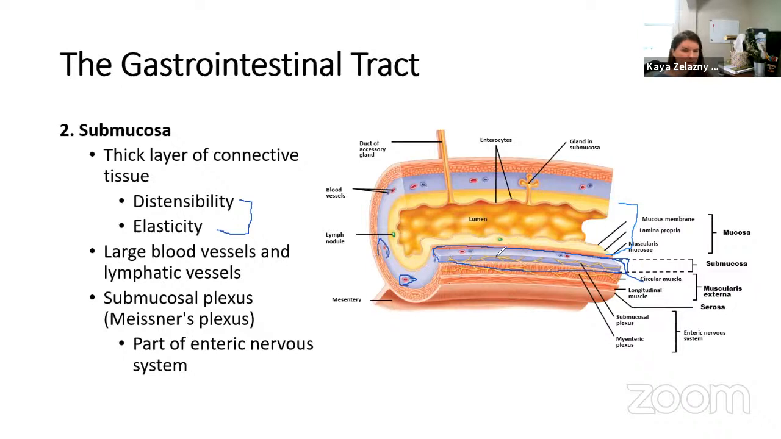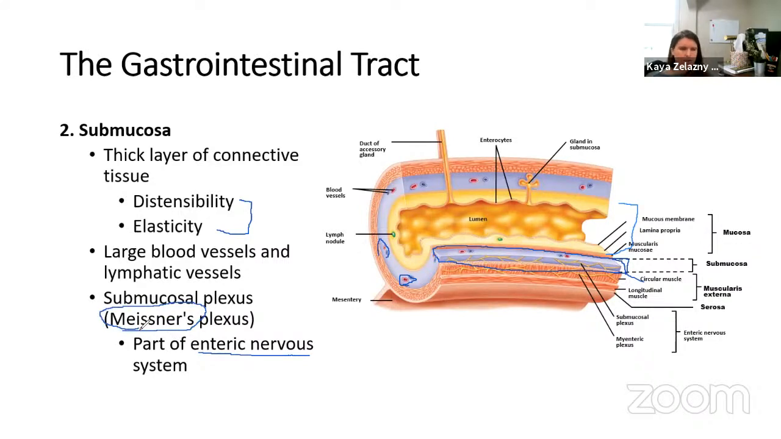The lymph part isn't drawn on this diagram, but there are also lymphatic vessels here as well. Here we start to have part of the nervous system of the gut, part of the enteric nervous system. So we had some small nerves before, but now we're talking about parts of the enteric nervous system, part of the actual control of the gut. Specifically, the part of the enteric nervous system that is part of the submucosa is called Meissner's plexus.